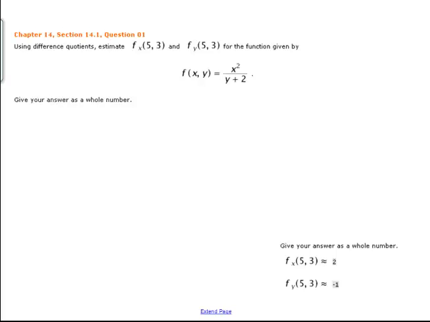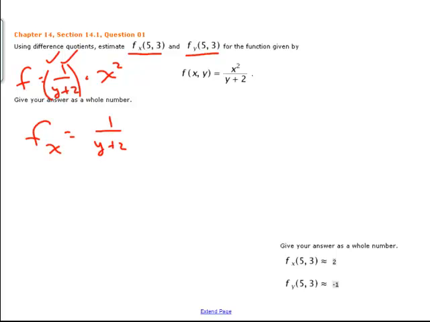It says using the difference quotients, estimate the partial derivative of x at 5,3 and the partial derivative of y at 5,3. So let's find an expression for f sub x, or the partial derivative with respect to x. What we can do is think about our function as 1 over y plus 2 times x squared. And if we're just changing x, then this 1 over y plus 2 is a constant. So the constant just stays there, and then we take the derivative of x squared, which is 2x.